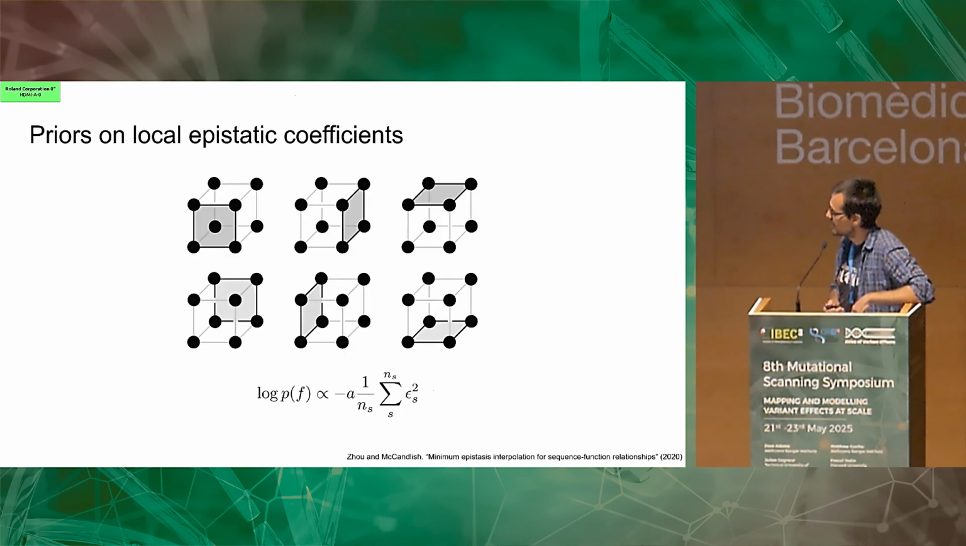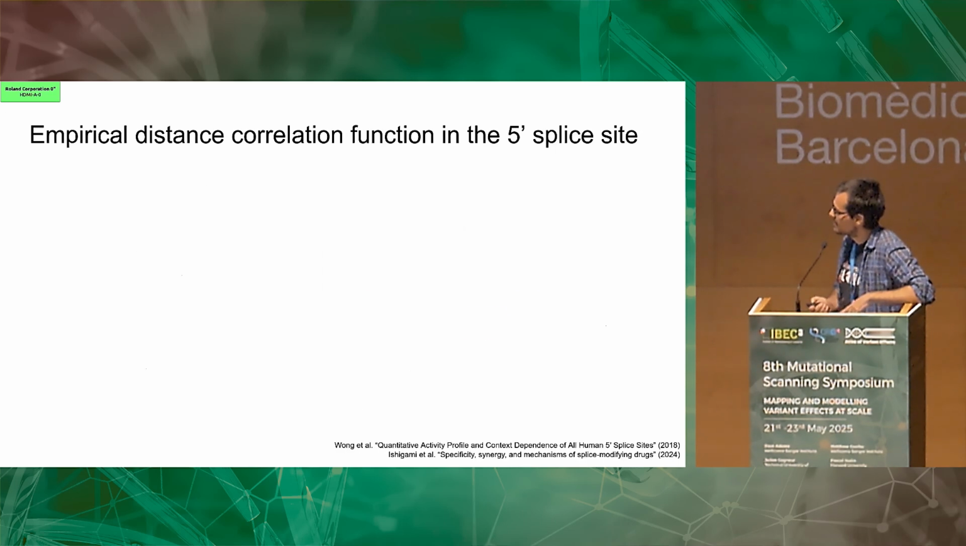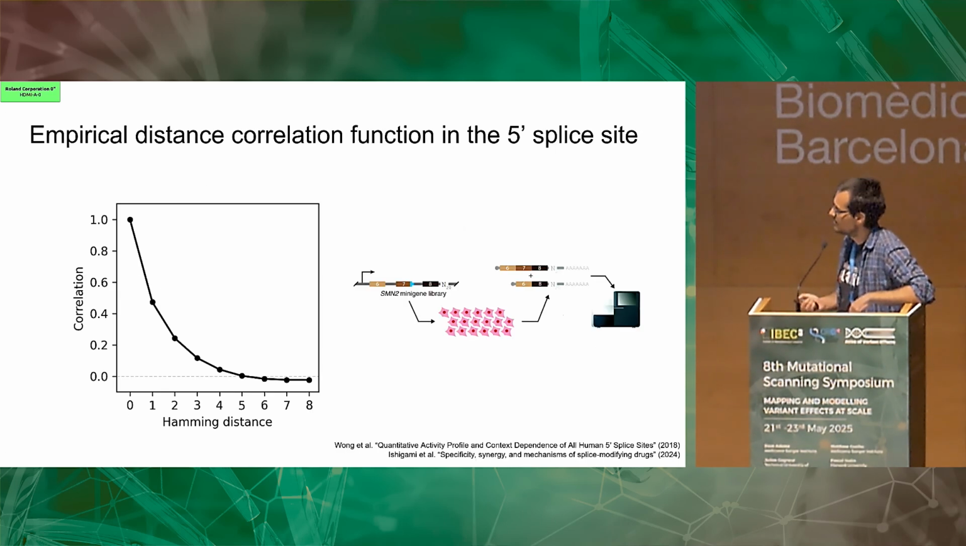In the past, we developed prior distributions that assign probability depending on the average squared epistatic coefficient across all possible pairs of mutations. We can also define priors that are parameterized by the variance associated with genetic interactions of every possible order. And the nice thing is that we can learn the parameters of these priors from a statistic of the data that we call the distance correlation function, which tells us how correlated 2 sequences are depending on the Hamming distance that separates them. This is an example from a data set in which they measured the splicing efficiency of every possible 5' splice site. But really the data has more information than this.